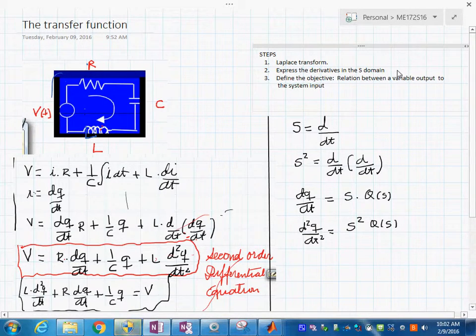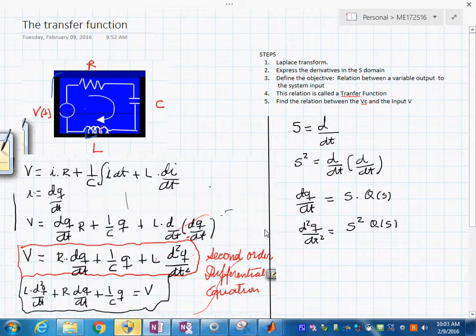Okay, so for the purpose of this example, we're going to say find the relation between the voltage on the capacitor, V sub C, and the input V. Very good. So in order to do this, you first realize that the voltage on the capacitor is 1 over C times the integral of i dt.